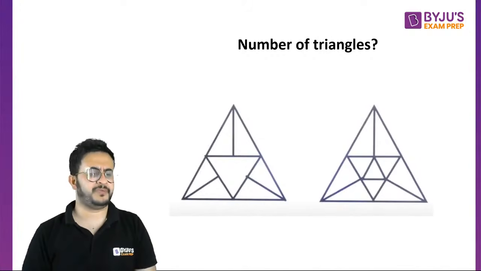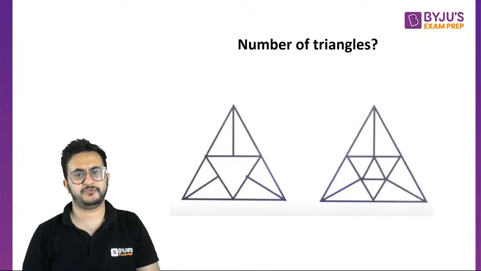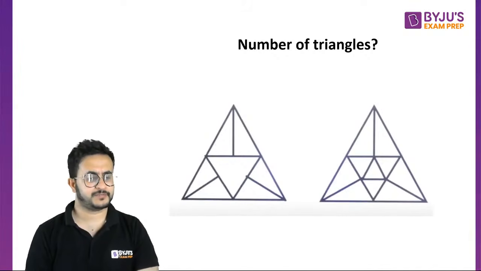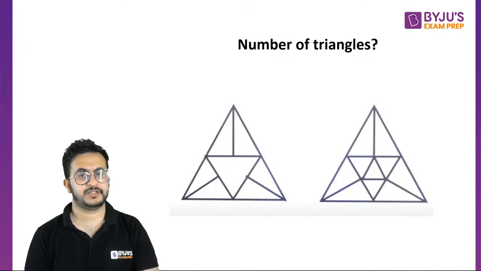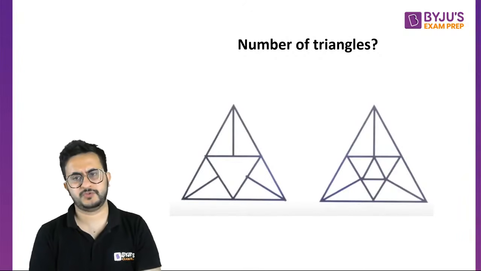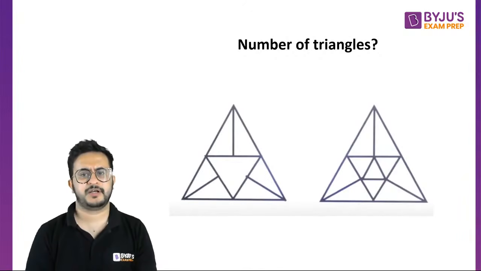Now if you have a combination of images, right, how do we find the number of triangles? This is a combination of these two formats, which have a combined number of triangles.